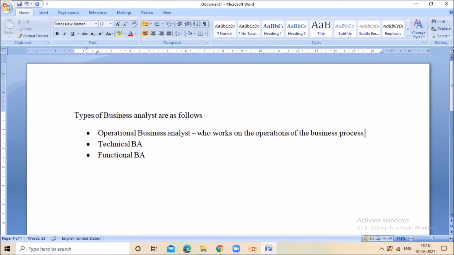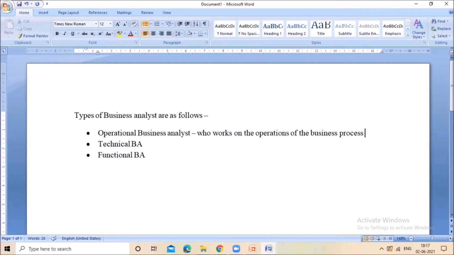Fundamentally, the first type of role we call business analyst is called operational BA. This individual or a group of people works on the business process. In other words, we call it business process analyst. In some companies, this will also be called business process analyst, who enable and design the business process of the organization.